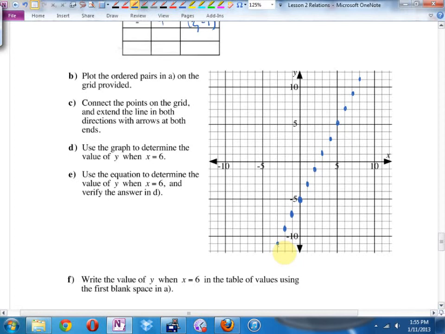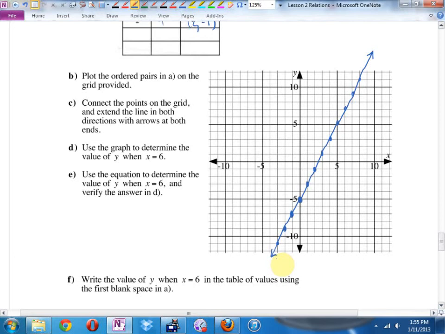Am I going to connect the dots or not? Have they given me a specific situation, or is this just a generic equation? I think this is just a generic equation, which means I can assume it's continuous. I can connect the dots. Oh, yeah, C says connect the points on the grid and extend the line in both directions with arrows at both ends. Why did I put arrows on both ends?